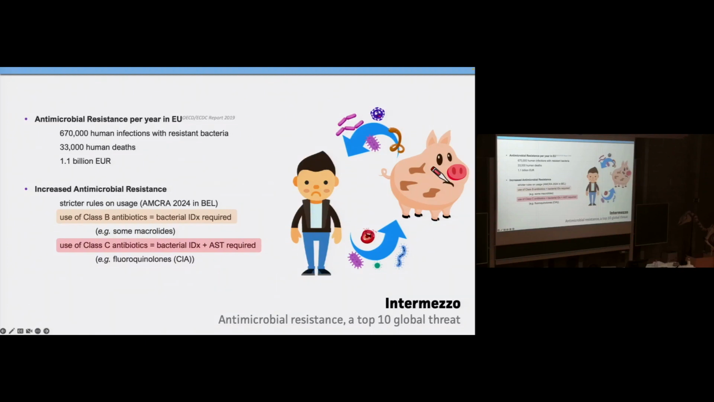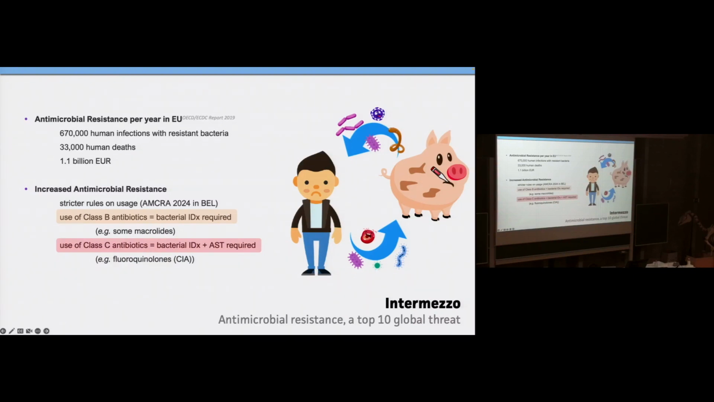antibiotics. Class A means you can just use them. You don't need to do any diagnostic test. Class B means you can use them, but first you have to do the identification of the bacterium. Class C means you can use them, but you first have to do bacterial identification and tell us if it is a bacterium that is resistant or sensitive against a specific antibiotic.